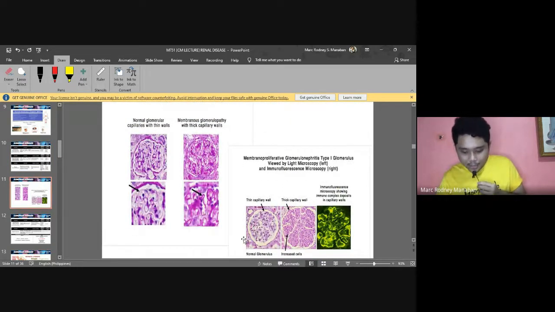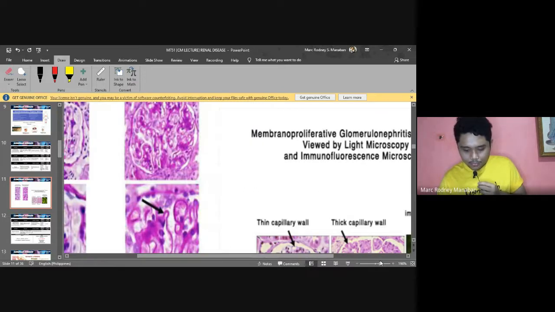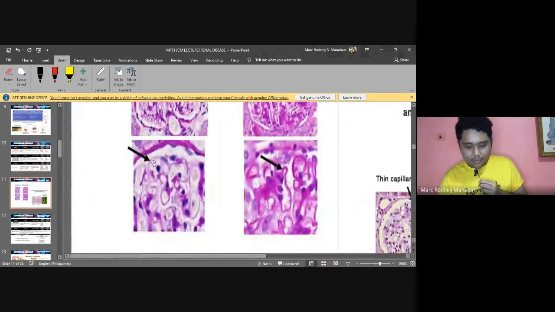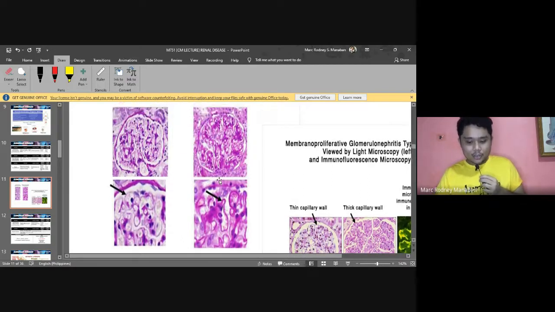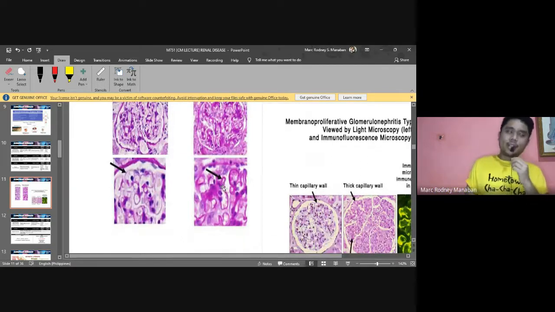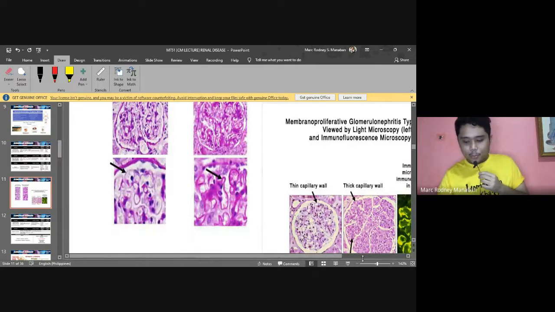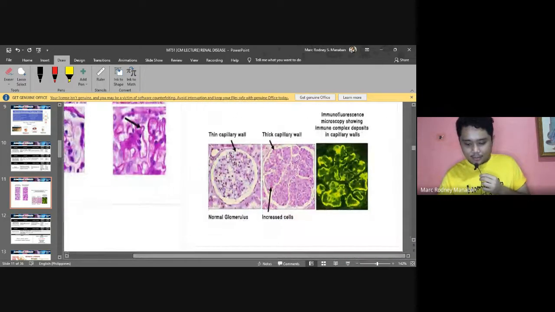As you can see, ayan, this is the normal capillary. As you can see, medyo thin lang, or as you can see, ni baga siya. So, membrane or medyo ni baga siya, yes. So, na deposition that happened, all right? So, membranous. And for membranoproliferative, as you can see, iyahang capillary wall, thin lang, ayan, as you can see.